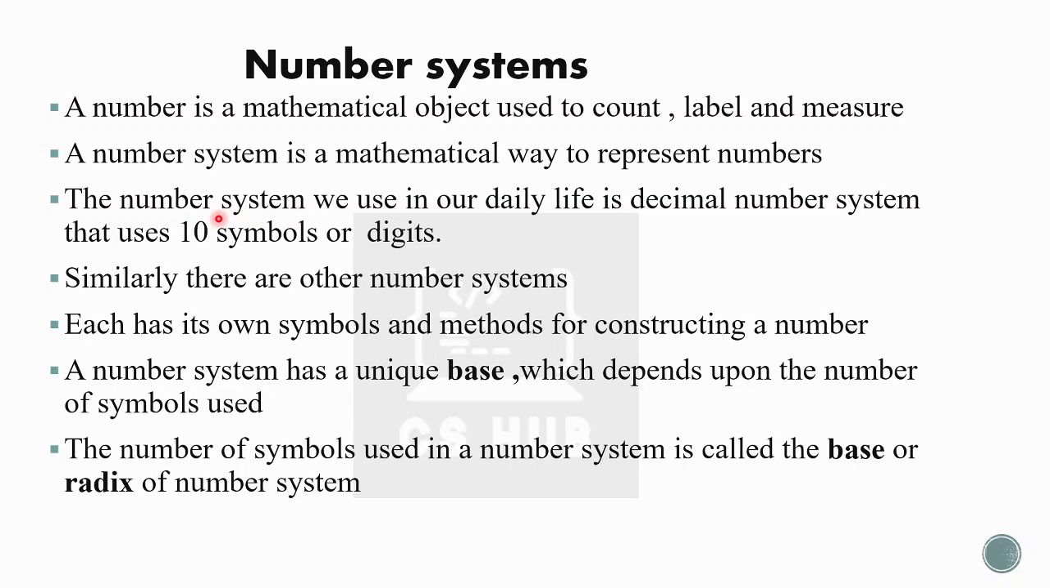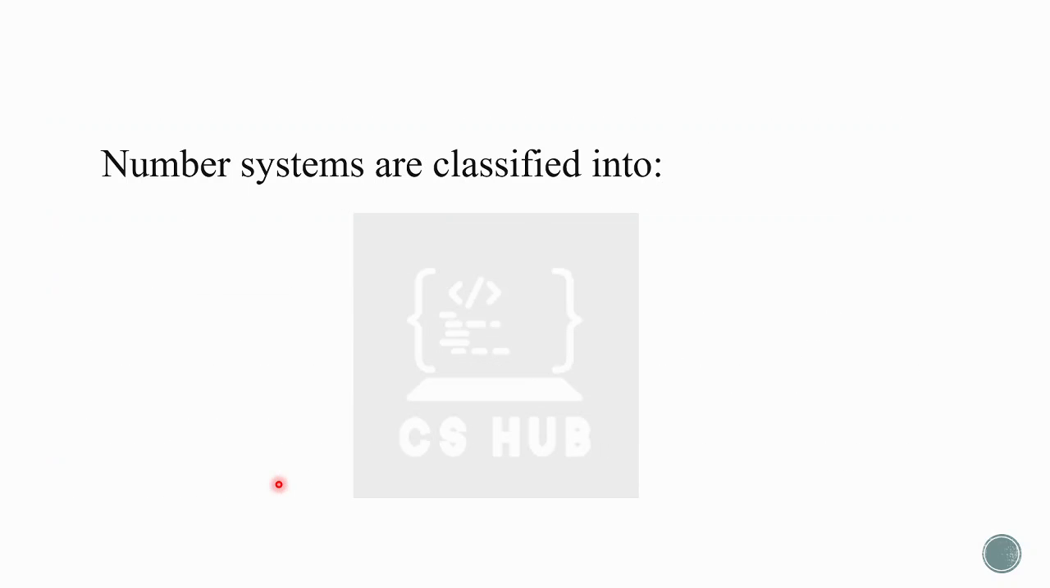In the case of decimal, the normal number system we are using in our daily life, we use 10 symbols from 0 to 9, like 0, 1, 2, 3, 4, 5, 6, 7, 8, 9. So the radix or base of the decimal number system is 10. The base is the number of symbols used in a number system.